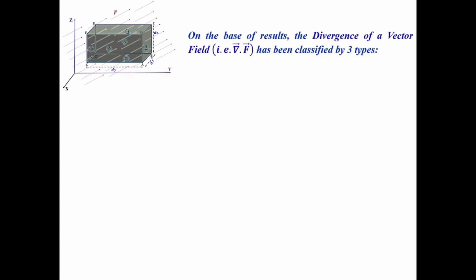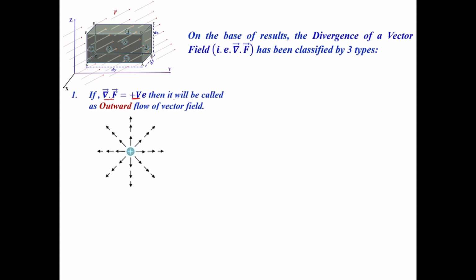Now, on the basis of the results, whenever we take the divergence of a vector field, three types of results you can find, and on that basis the divergence of a vector field is classified into three types. The first one: divergence of a vector field is always a scalar, because this is a vector function, this is also a vector function, and the dot product will be a scalar. So if the divergence is a positive value, then it is called outward flow of the vector field. Example is a positive charge.